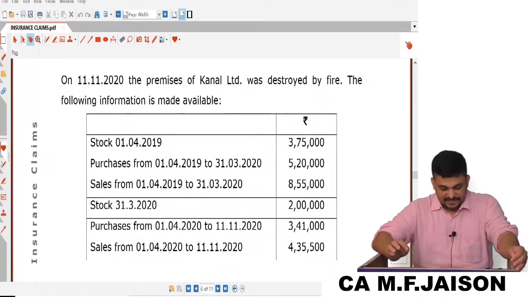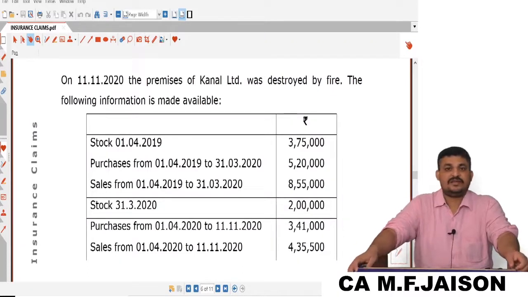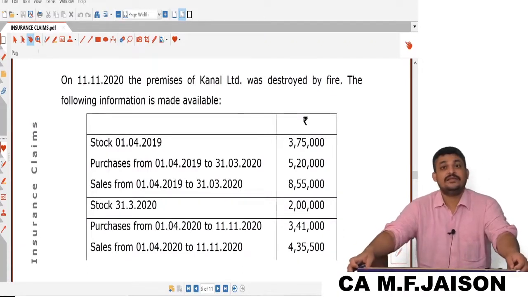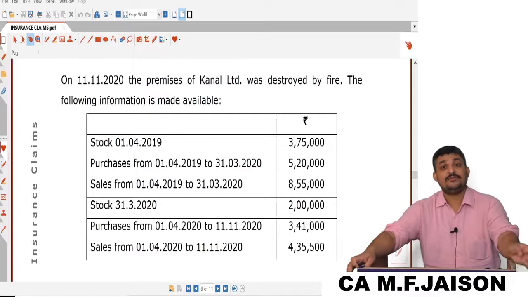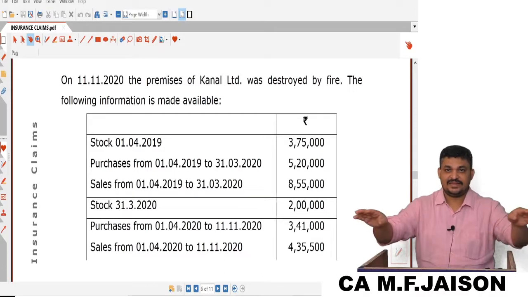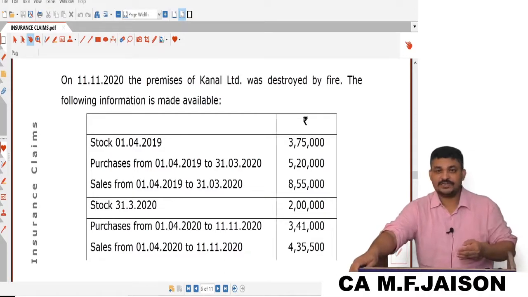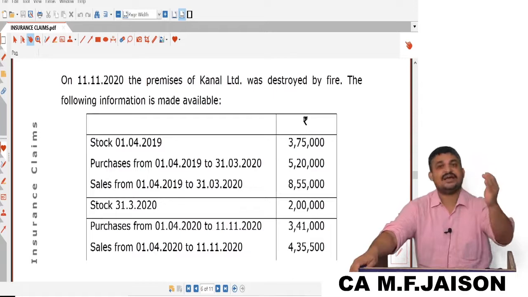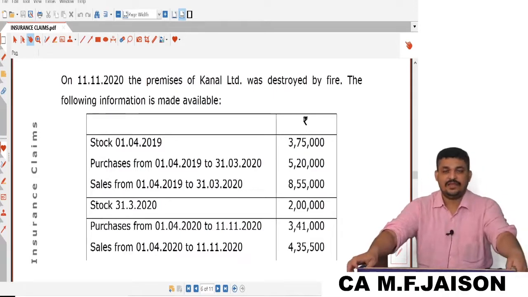First of all, be very clear, stock is given as on 1/4/19. The way in which information is given, we understand they are not following calendar year, they are following the financial year, April to March. Upon 11/11/2020 fire accident means which year fire occurred? The fire occurred in the year 2021. It is not a calendar year, it is financial year. So what is the previous year then? The previous year should be 1920. So we expect 1920 information also.